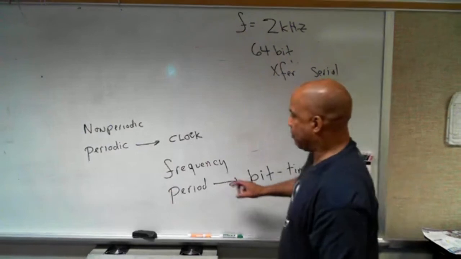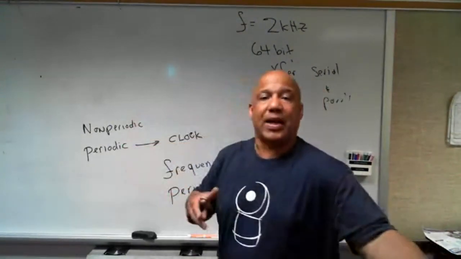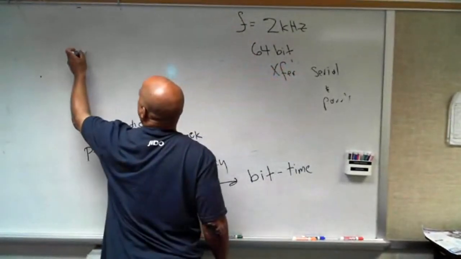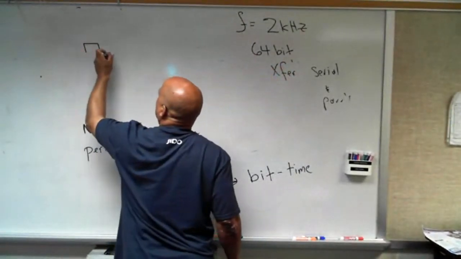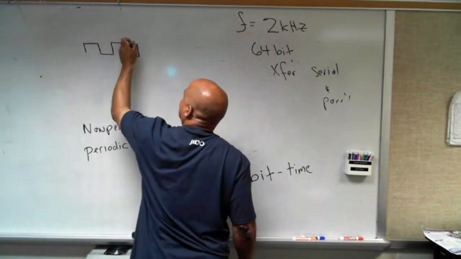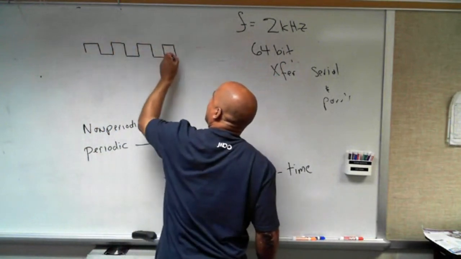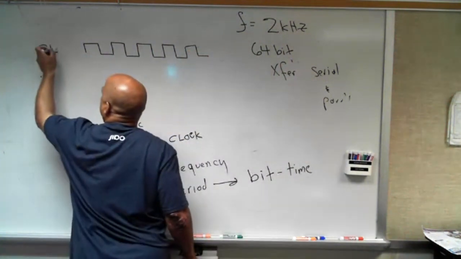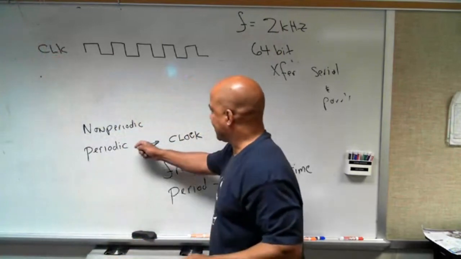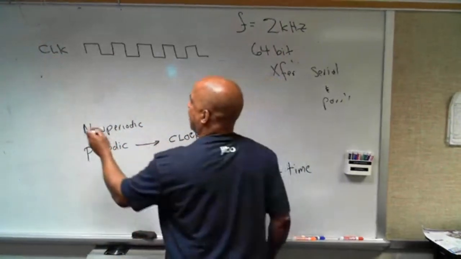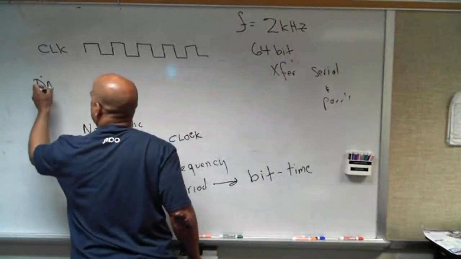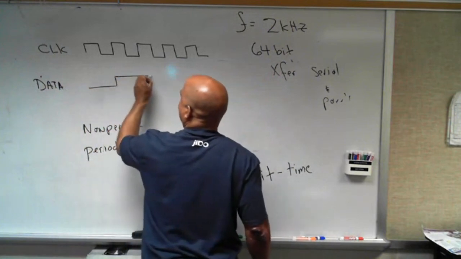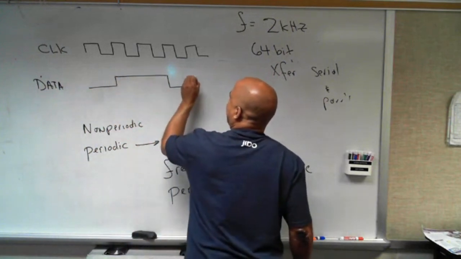And we use the bit time to break the non-periodic signal up so I can see how many ones and zeros I'm transferring. So I think when I showed this in class, I showed the clock. The clock is a periodic signal, so it just repeats itself like this. It keeps going. So that's my clock signal. Well, the data signal is non-periodic. So let's say my data might start like this, and then go up like this, and go down like that.